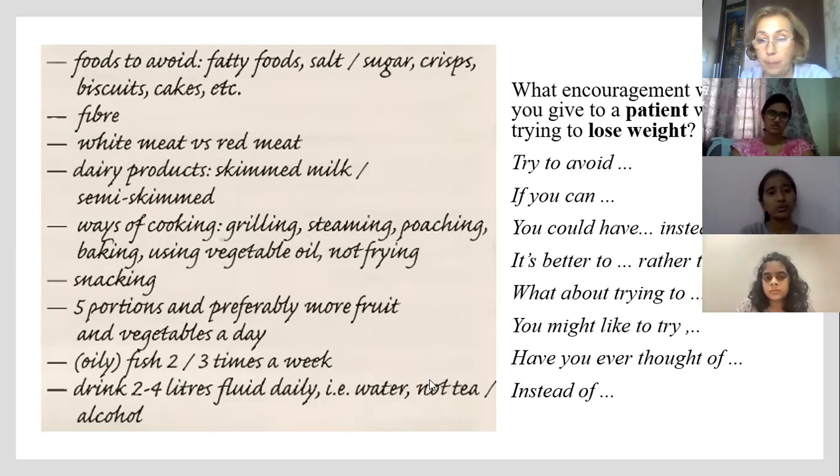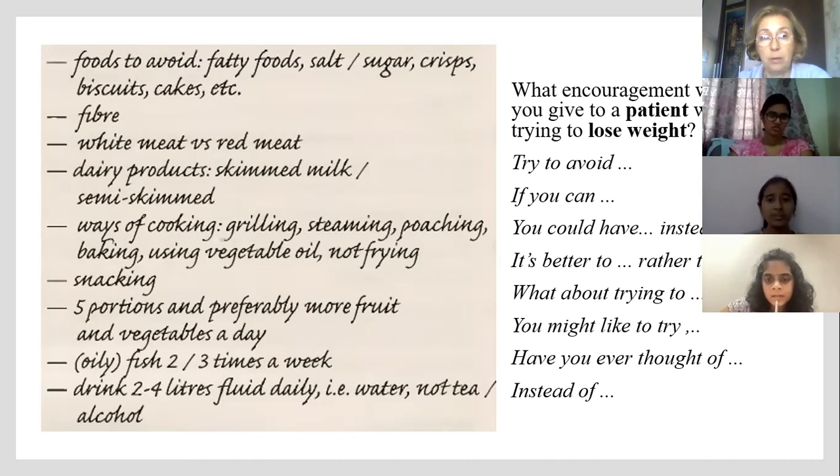It's better to have white meat rather than red meat. Okay, the same idea. Instead of drinking tea or alcohol, you could have water, 4 to 5 liters daily. Good. What about ways of cooking? It's better to grill, steam, or poach instead of frying. Exactly, very important.